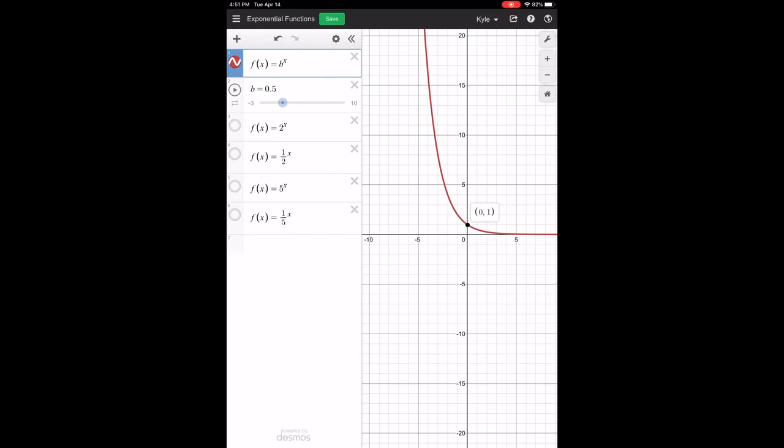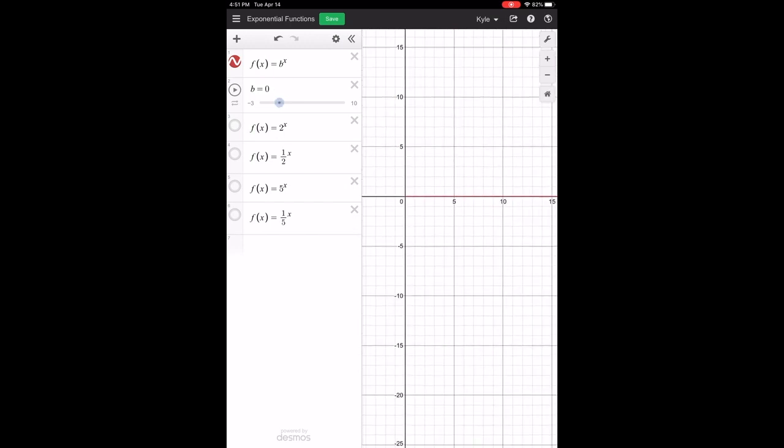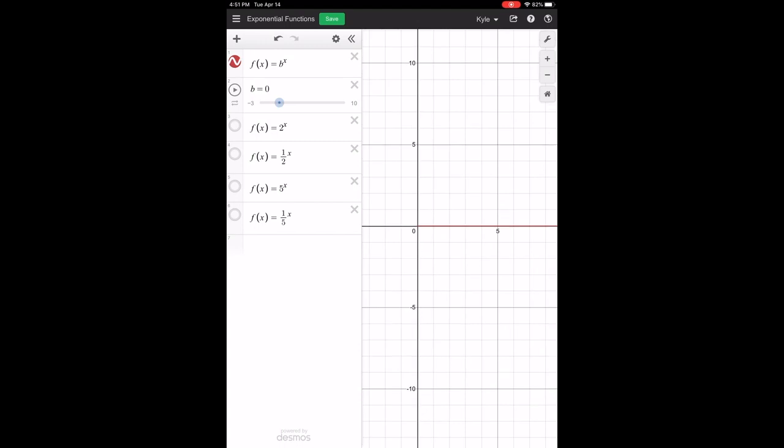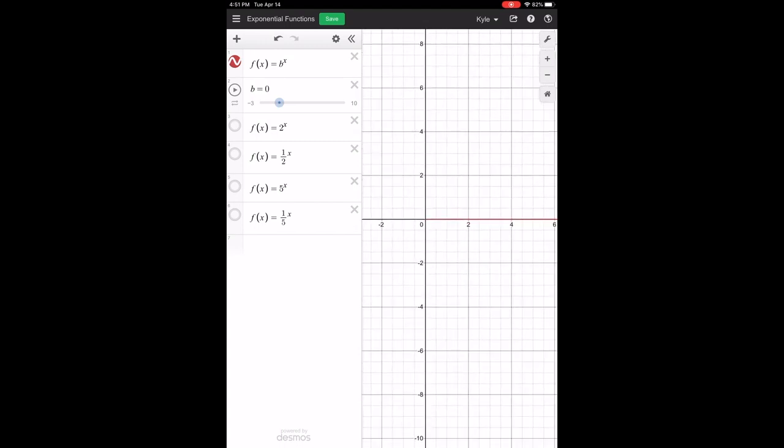What I'm really curious about right now is what happens when b is 0. When b is 0, notice where the graph is. It's right here on the x-axis. When b is 0, all that we get is a 0. And shouldn't that make sense?